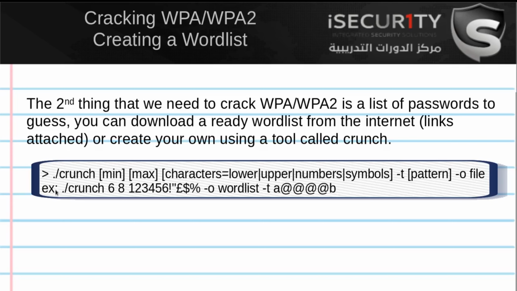So for example, in this example, we have Crunch. We're going to create passwords of minimum of 6 characters and maximum of 8 characters. And the passwords are going to be combinations of the characters 1, 2, 3, 4, 5, 6. And these are going to be stored in a file called word list. And the pattern is such that the passwords that are created are always going to start with an A and they're always going to end with B.